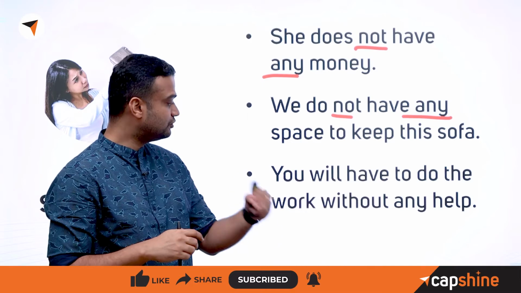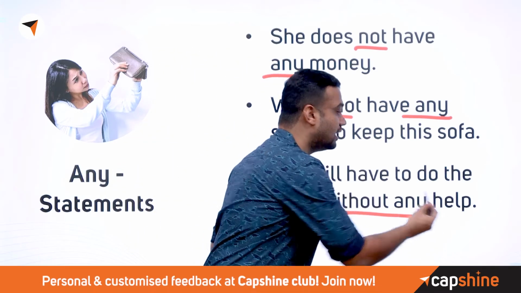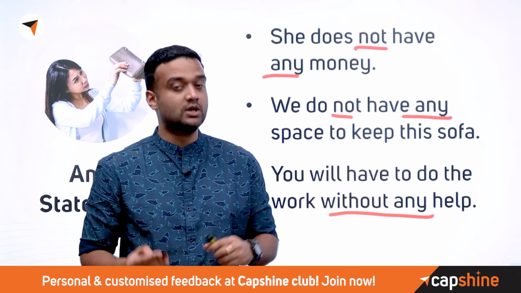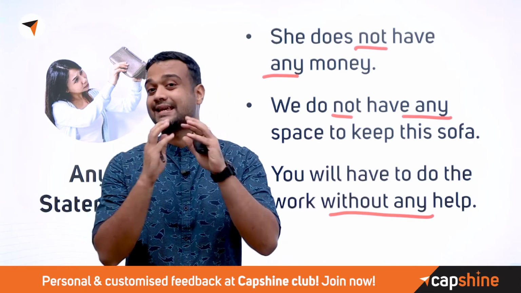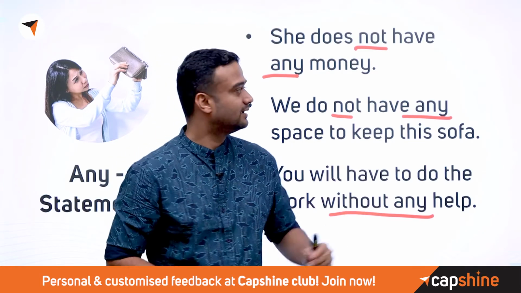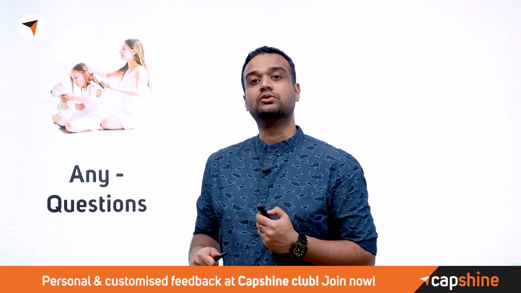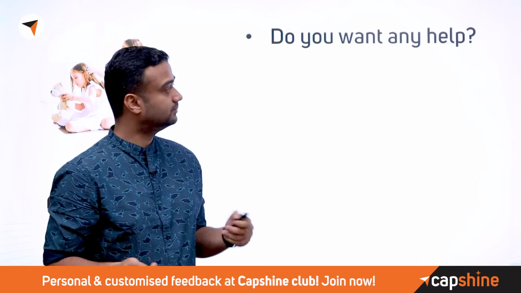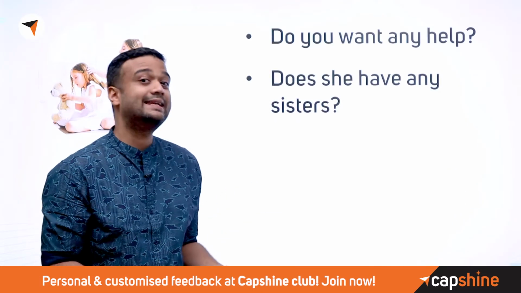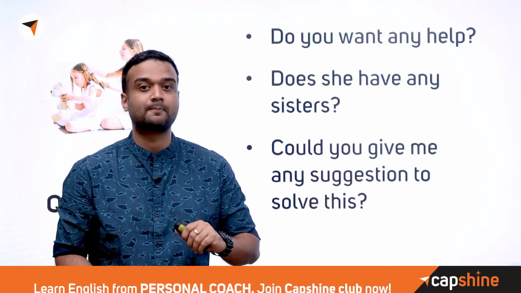You will have to do the work without any help, suggesting that you will get no help whatsoever. So any when used in statements can show that there is a zero quantity of something when used with not or without. Any can also be used in questions. For example, do you want any help? Does she have any sisters? Could you give me any suggestions to solve this?